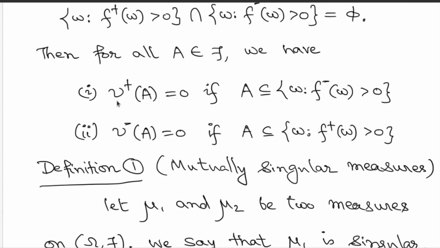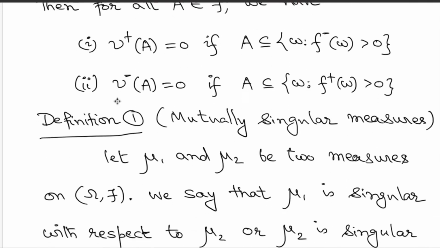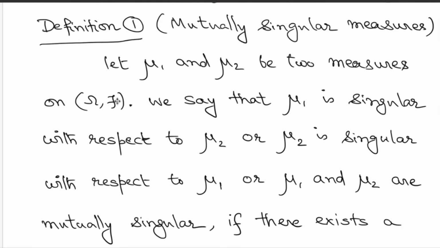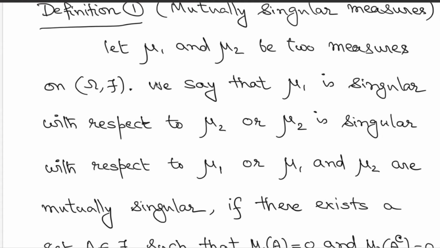Correct? So with this observation, we now make this definition of mutually singular measures. So what is the definition? You take two measures, mu1 and mu2, on the same measurable space. You say that mu1 is singular with respect to mu2, or mu2 is singular with respect to mu1, or mu1 and mu2 are mutually singular. So all these three terminologies are the same.